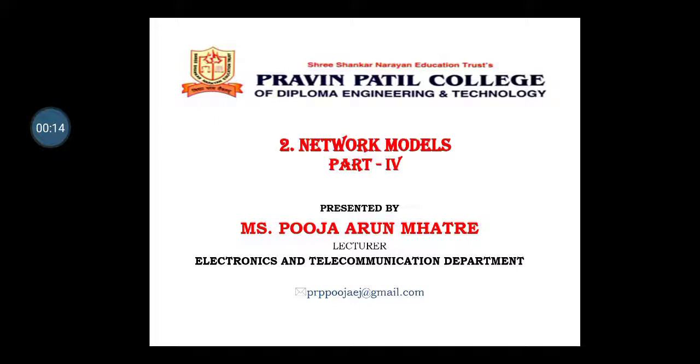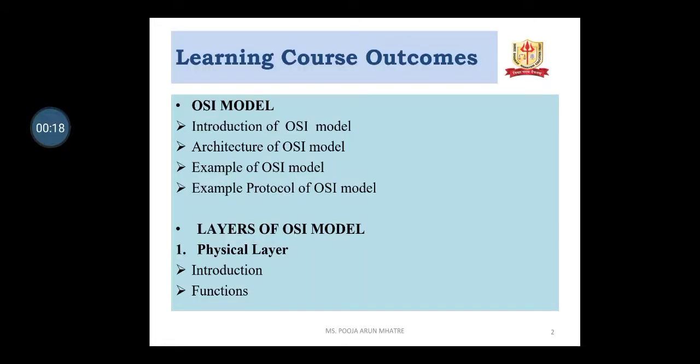Today's topic is CND chapter number 2, Network Models part 4. The learning course outcomes are the OSI model. In this we will learn about the introduction of the OSI model, architecture of the OSI model, example of the OSI model and example protocol of the OSI model. Layers of the OSI model. First layer, physical layer, introduction and functions.